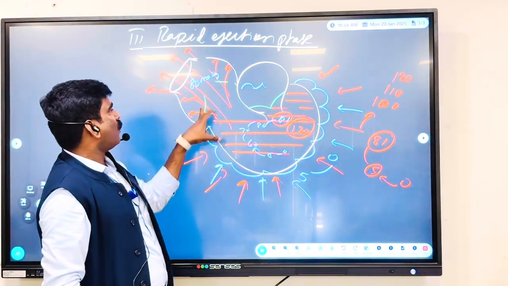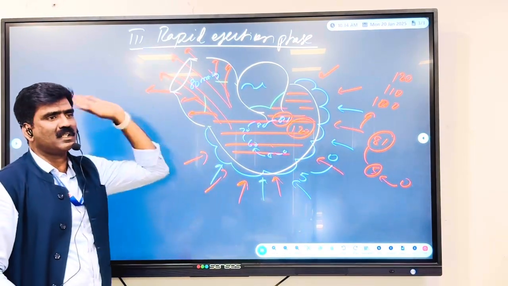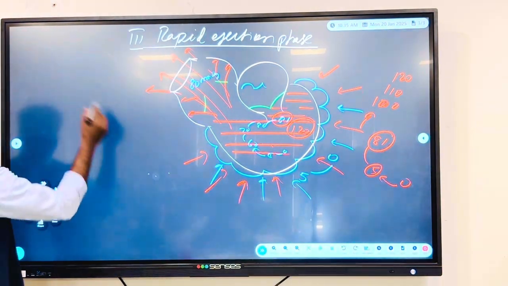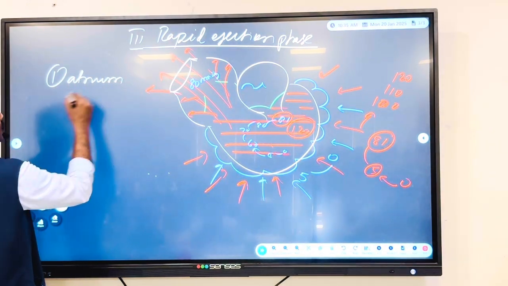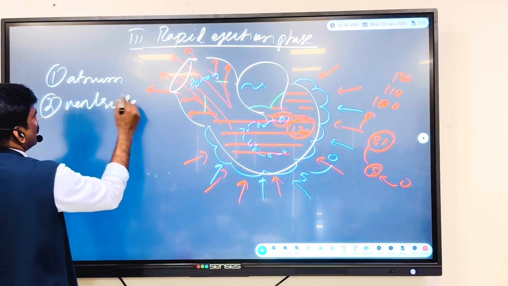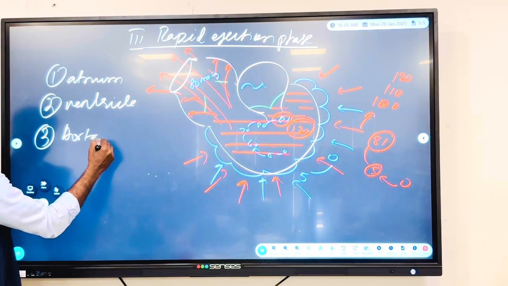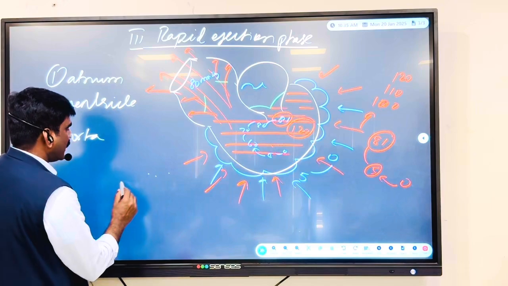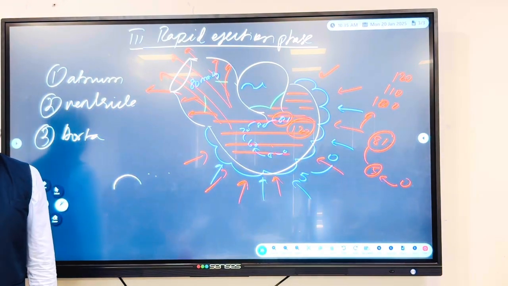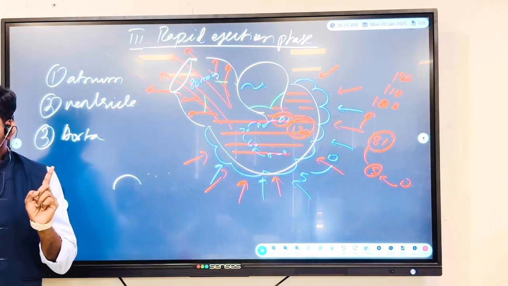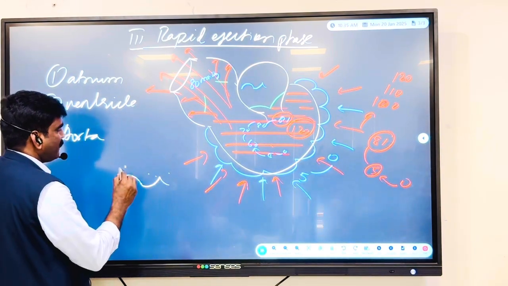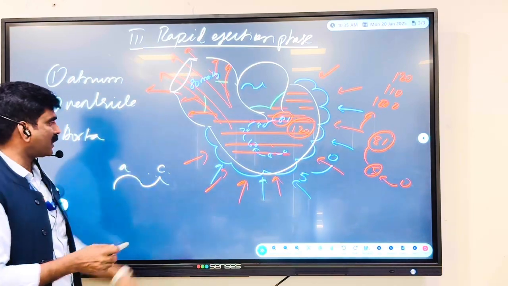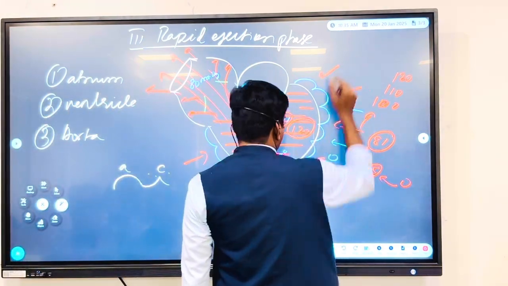And still the valve is open and the blood is getting ejected into the aorta, right? So now in this phase, what are the three things we are going to discuss? What is happening in the atrium, what is happening in the ventricle, and what is happening in the aorta during the rapid ejection phase. So in the atrium, what is happening? In the beginning, what happened? A wave because of atrial systole, and C wave, closure of which valve? Left atrioventricular valve.